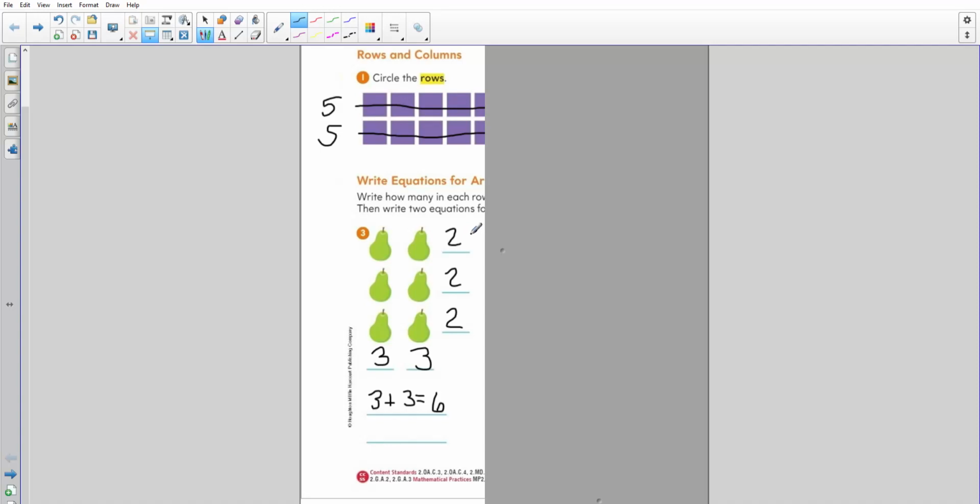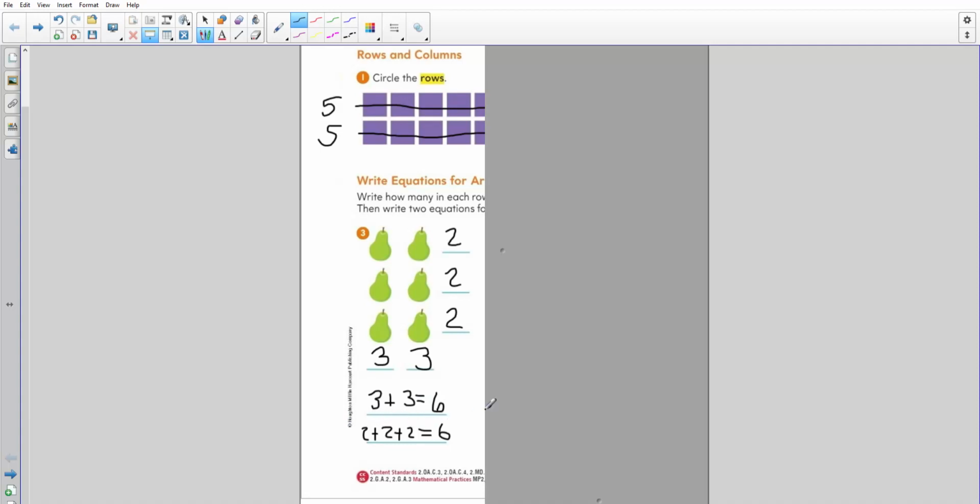But you can have a second equation, and that happens to do with the rows. So I'm going to go to the numbers over here. I'm going to take my 2, I'm going to add in my next row of 2, and the last row of 2, and that gets me a total of, that's right, 6. So in this array, we have 2 equations we can create. 3 plus 3 equals 6, and 2 plus 2 plus 2 equals 6.